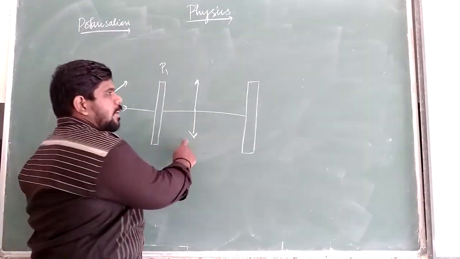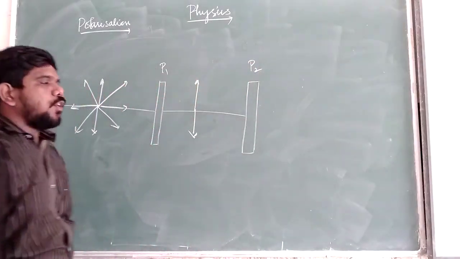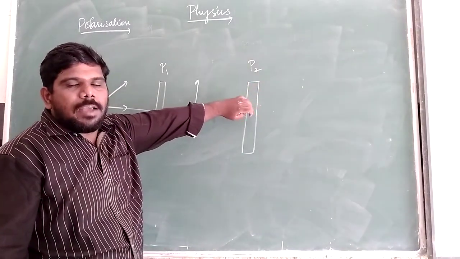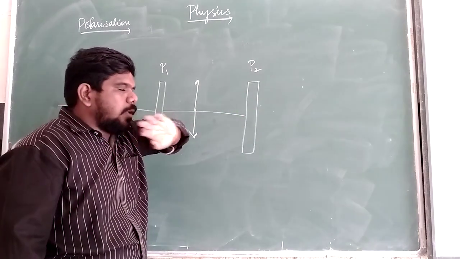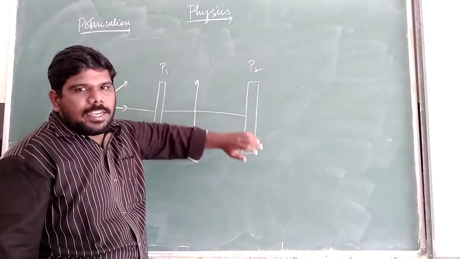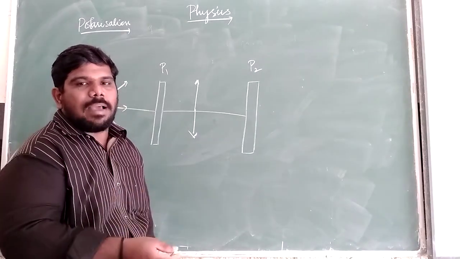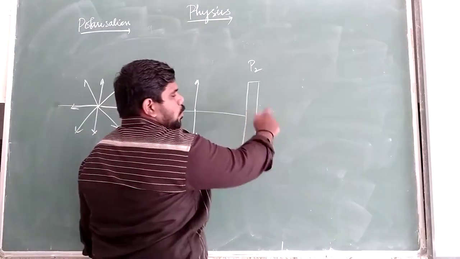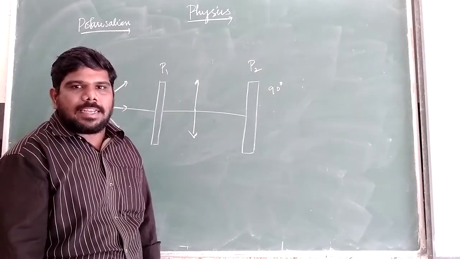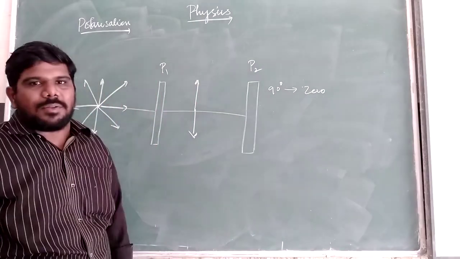Then this polarized light is allowed to fall on a second polarizer P2. Here the polarizer P2 can be rotated about its axis of rotation. At one position, the intensity of the light is maximum. When the polarizer P2 is rotated through an angle of 90 degrees, the intensity reaches 0.